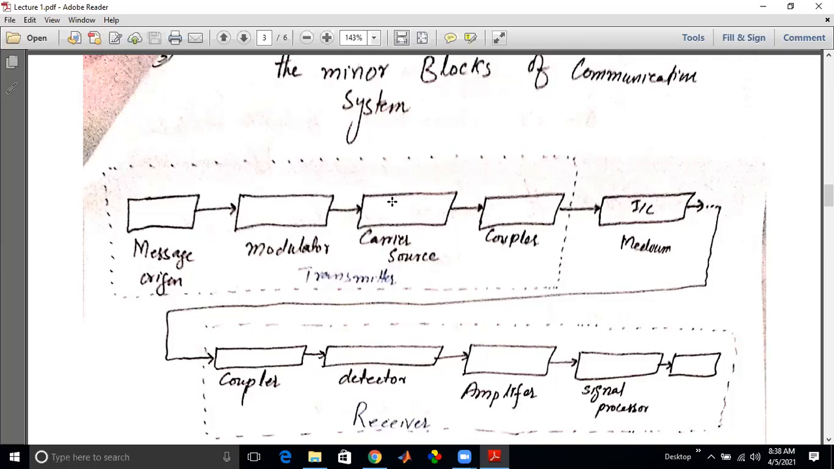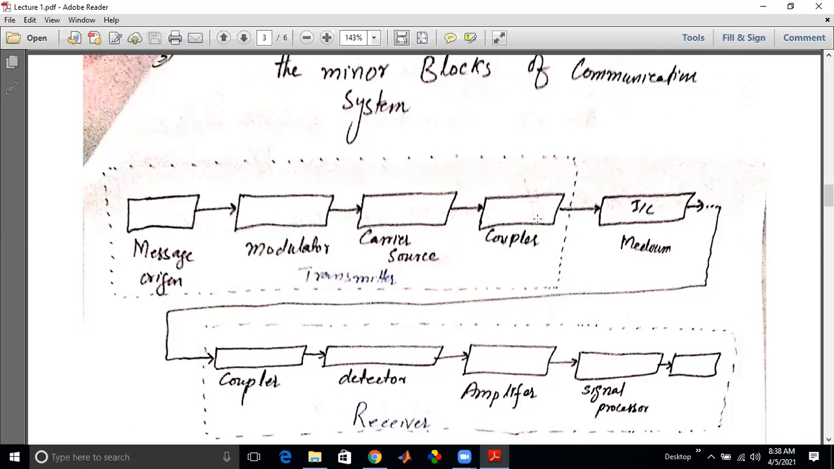When I reach Nowshera, there is no need for the car, so I will leave the car and come toward the university. This is the function of the modulator: it puts the message on the fastest carrier, and this carrier moves fast. When the receiver receives this, it will remove the carrier. This is called demodulation. After this, there will be a coupler.